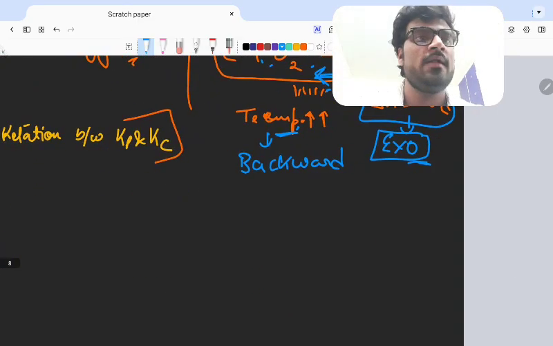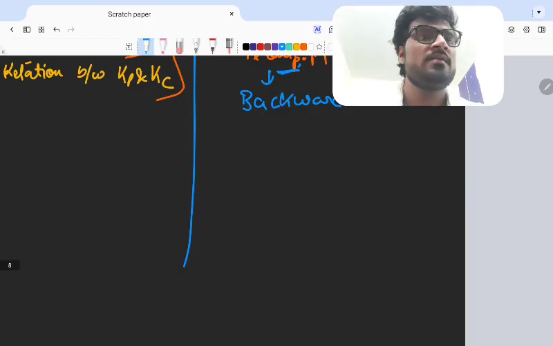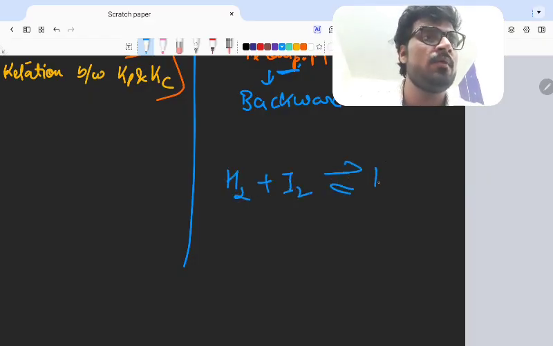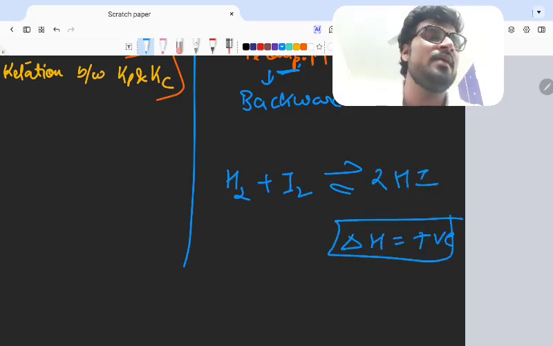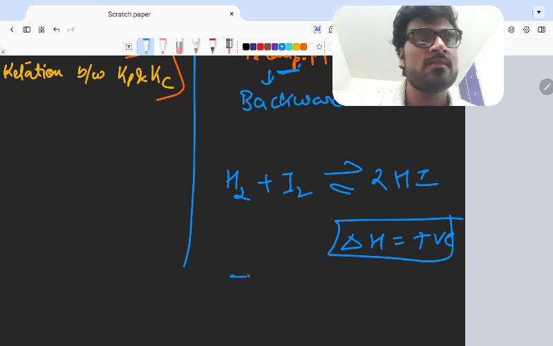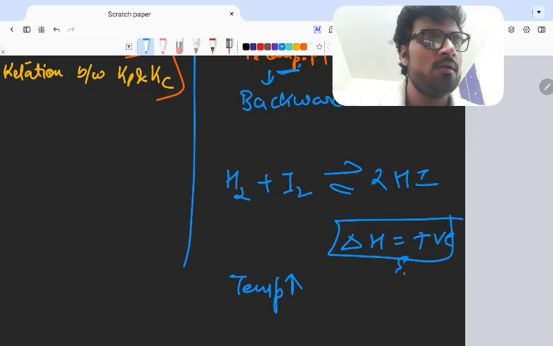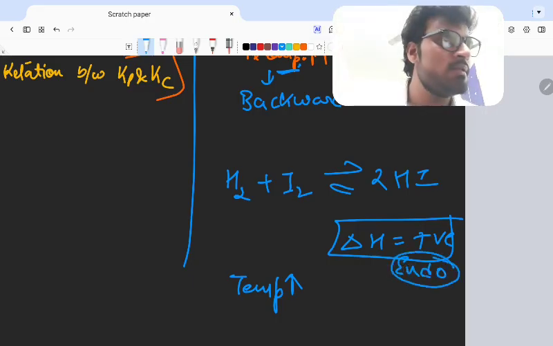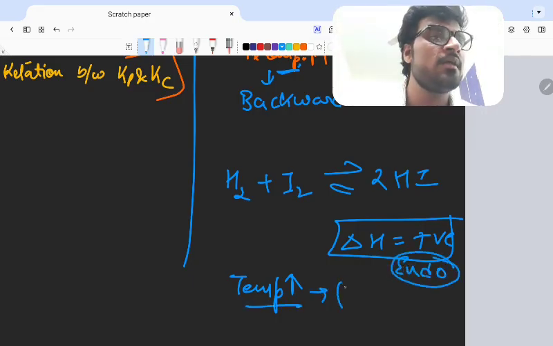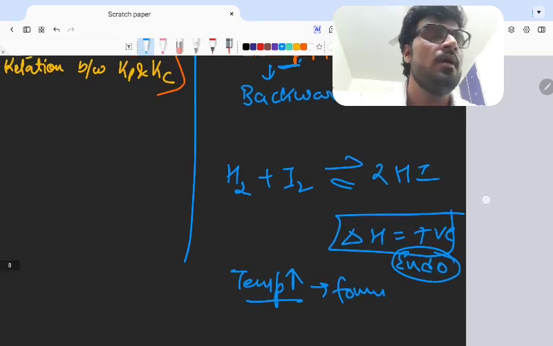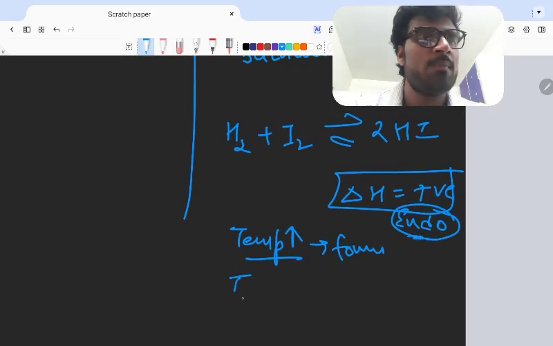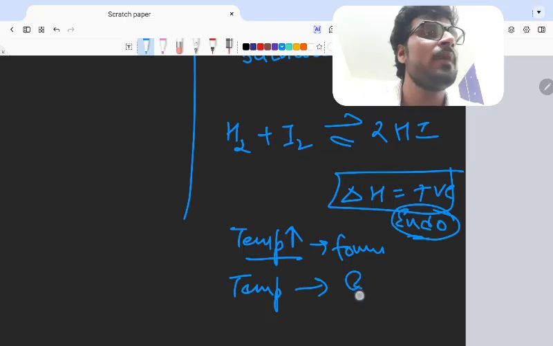Okay. Let us take one more example. I don't know if this is exothermic or endothermic, but let's check what will happen. Suppose this reaction is endothermic. Delta H is equal to positive. Then if I ask what will happen if temperature is increased, the simple answer is, and we have seen that it is an endothermic reaction, temperature increase means the reaction will move in forward direction. Simple. If in an endothermic reaction the temperature is reduced, then the reaction will move in backward direction.